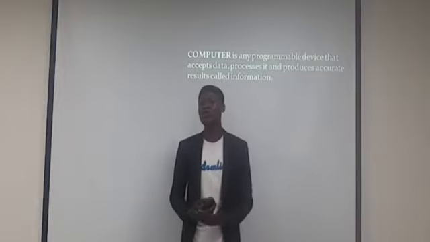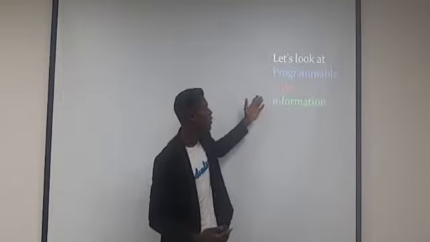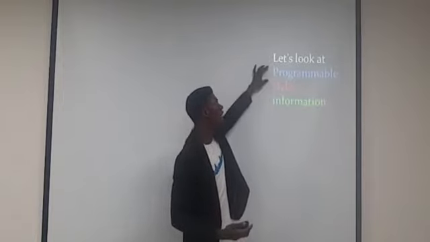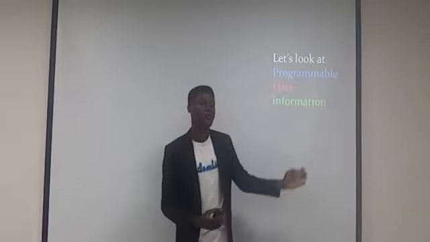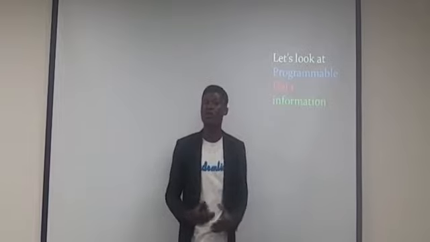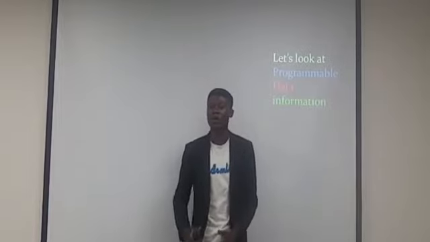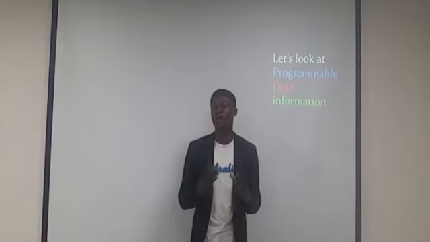Now, before we go into knowing what the system is, let's look at some of the words I have picked out from the definition we just gave. I have programmable, data, and information. Please remember, if you have some more words you do not understand in the definition, please do feel free to ask your question in the comment section below. We will answer all your questions and ensure that you understand every bit of the class, alright?